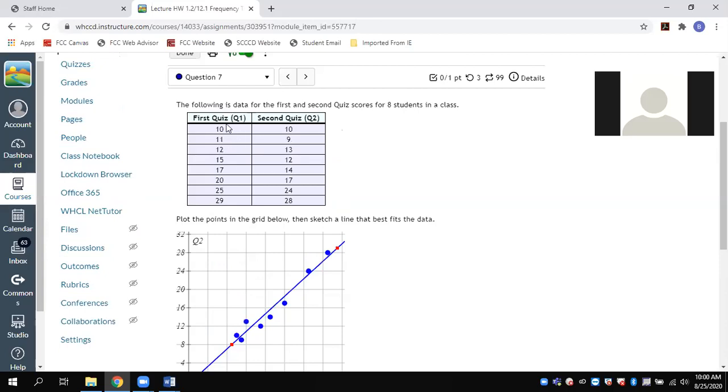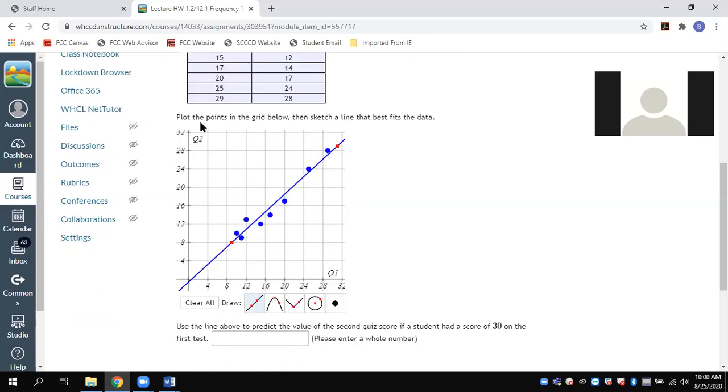Like, look at the numbers here. This person did pretty badly on quiz 1, only 10 points. They also did pretty bad on quiz 2: 11, 9, 12, 13. Now they're getting higher, higher, higher. This person got 29, really well in quiz 1. They did really well in quiz 2. See how the people tend to go up together and down together, right? People that did better on quiz 1 also did better on quiz 2, and worse on quiz 1 also did worse on quiz 2. That means these two have a linear relationship to each other.